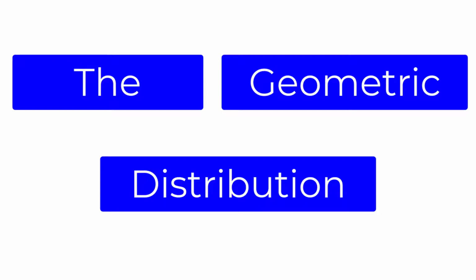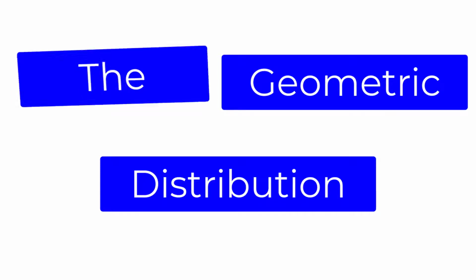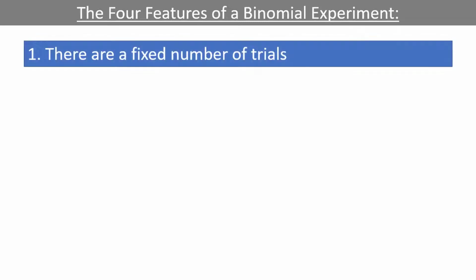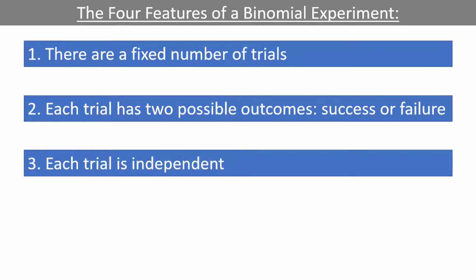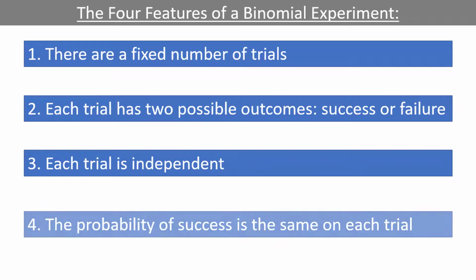Let's review the binomial distribution to make sure we are on the same page. Recall that there are 4 features of binomial experiments, which all must be met in order to use the binomial distribution. In a binomial experiment, there are a fixed number of trials where some outcome is observed. Each trial only has 2 possible outcomes, success and failure. Each trial is independent, meaning the outcome on one trial has no impact on the outcome of any other trial. Lastly, the probability of success is the same on each trial. These conditions all need to be met in order to use the binomial distribution.